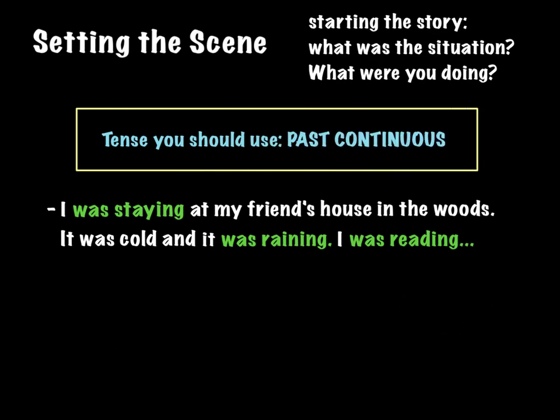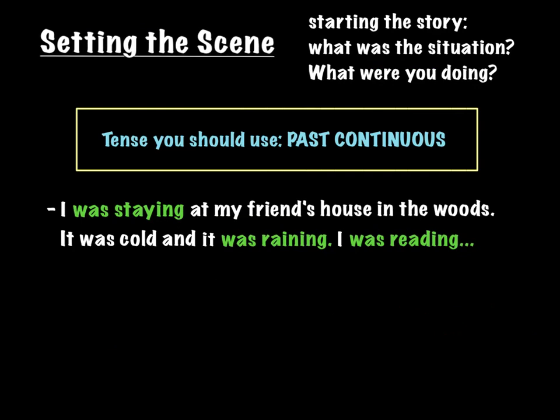So, if we look at the beginning of our story, we can see three past continuous sentences. First, I was staying at my friend's house. This is where the story is. Second, it was raining. This is what is happening. And last, I was reading. This is what I was doing. Now we have introduced the story and set the scene. It's time to move on to the main part of the story.